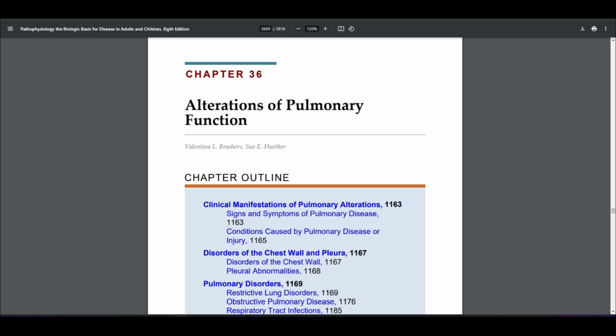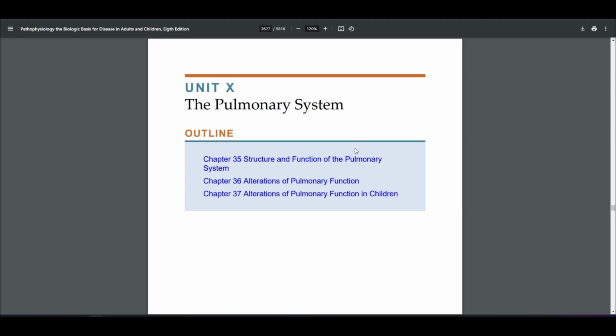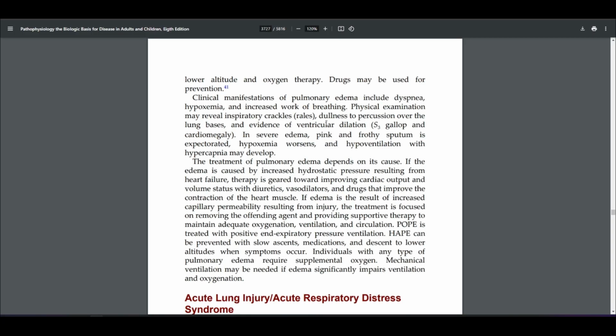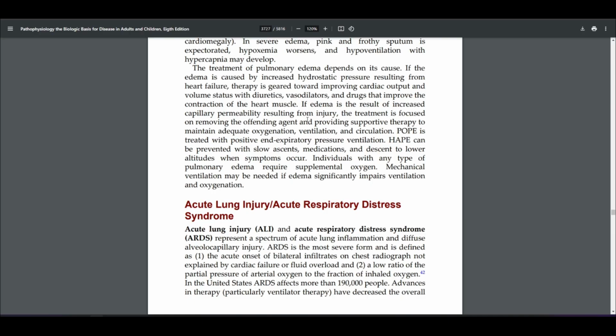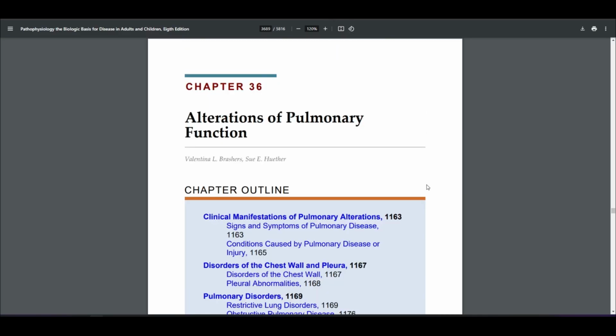I believe I am stopping just before the acute lung injury and acute respiratory distress. So, up until then, I will be reading. Other than that, we will jump right into the chapter.